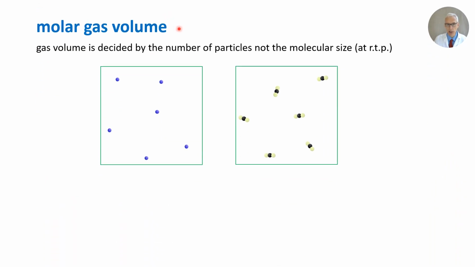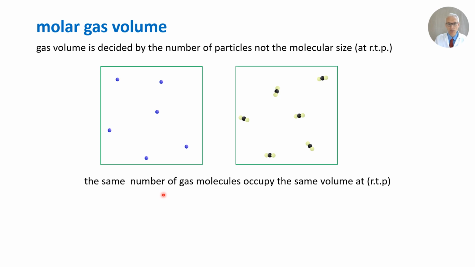Molar gas volume. The volume of gas, of any gas, is not decided by the molecular size, but by the numbers of particles. Now, at all times at GCSE, we will be working at room temperature and pressure, RTP. So we have constant temperature and pressure. If we look at my picture, we've got 7 gas particles on the left and 7 gas particles on the right. The gas molecules are of different sizes, but the volume occupied is the same.